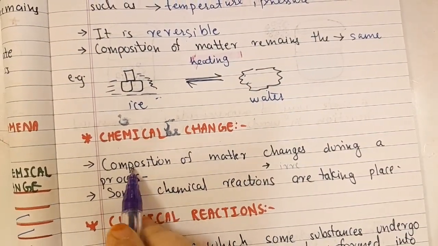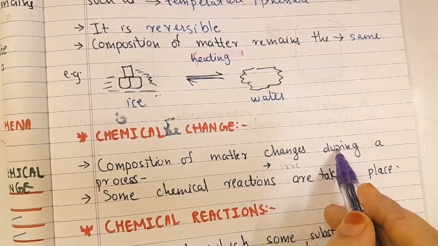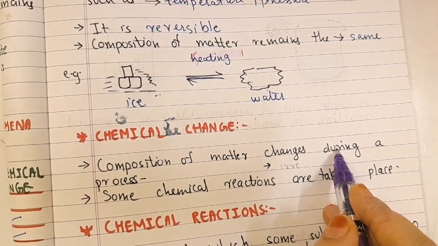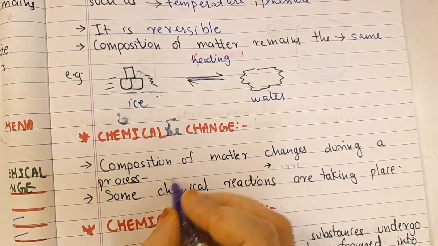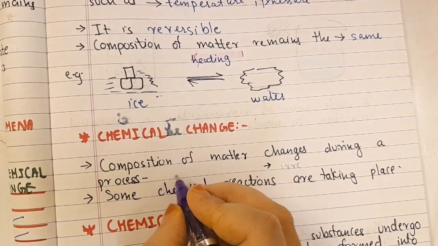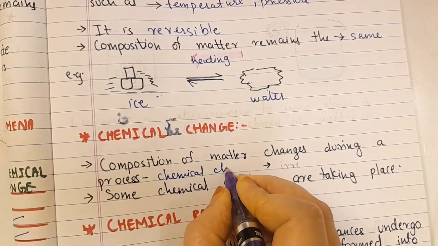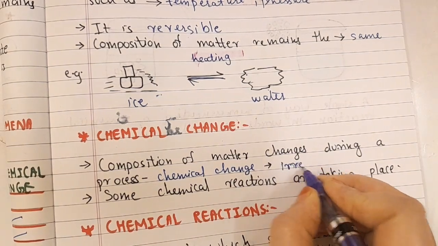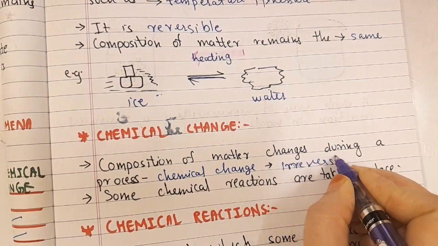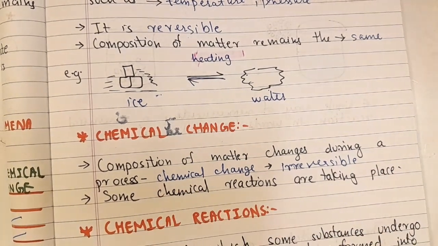Chemical change: composition of matter changes during a chemical reaction. Okay, the composition of matter changes during a process. So this is called a chemical change, and this kind of change is irreversible. That means when a chemical reaction happens, we cannot convert it back into the original.